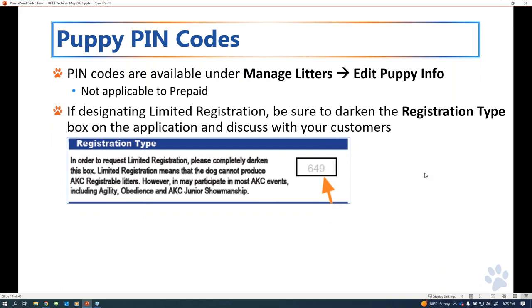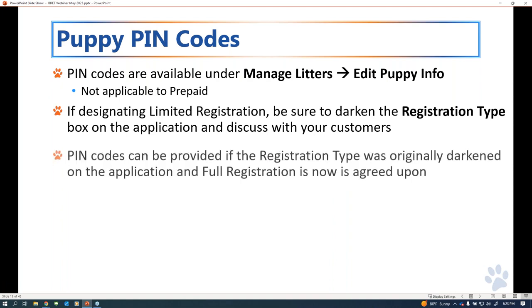Another note about limited registration: if you choose to designate limited registration, do be sure to darken that registration type box on the registration application and discuss that with your customers. And that is where we print that lighter three-digit PIN code. It may be at the top of your application or towards the bottom left.